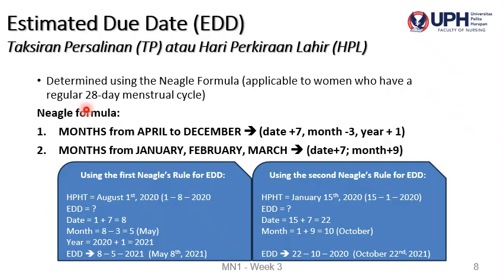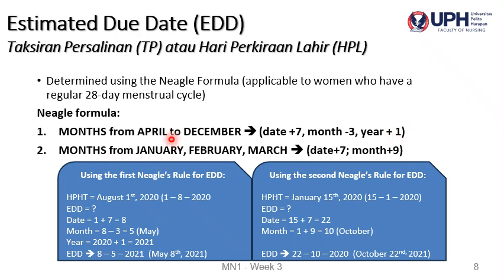Now, how to calculate the estimated due date or EDD? We call it in Indonesian tafsiran persalinan or hari perkiraan lahir. So using the Naegele formula, which is applicable to women with a regular 28 days menstrual cycle, we use this to count. If the first day of the LMP is during April to December, to the date, we add 7 days. We minus 3 months from the month, and then we add 1 year because it will pass December and it will be the next year.